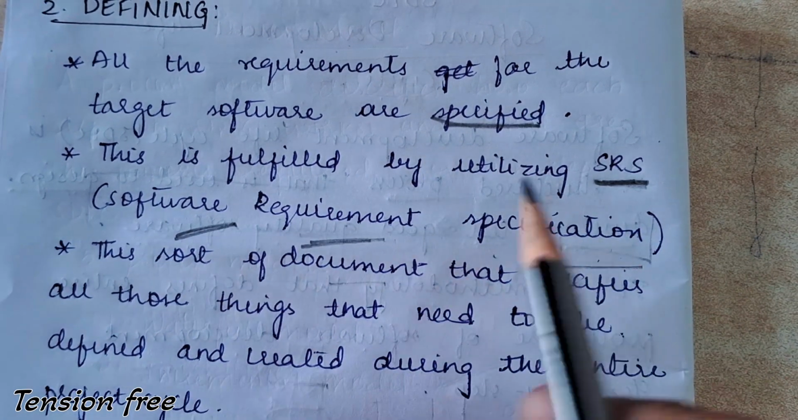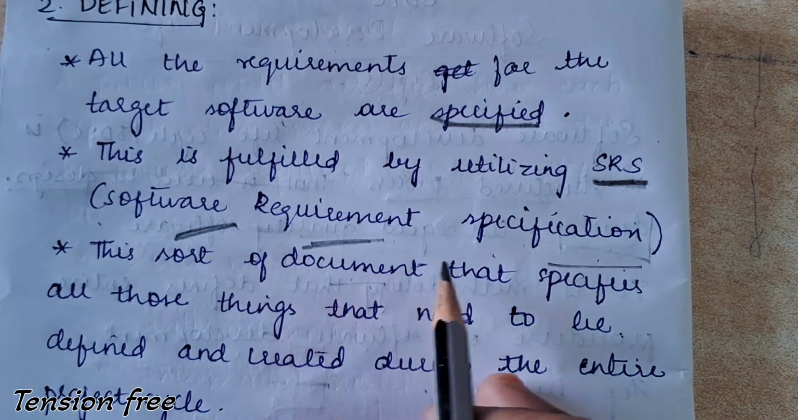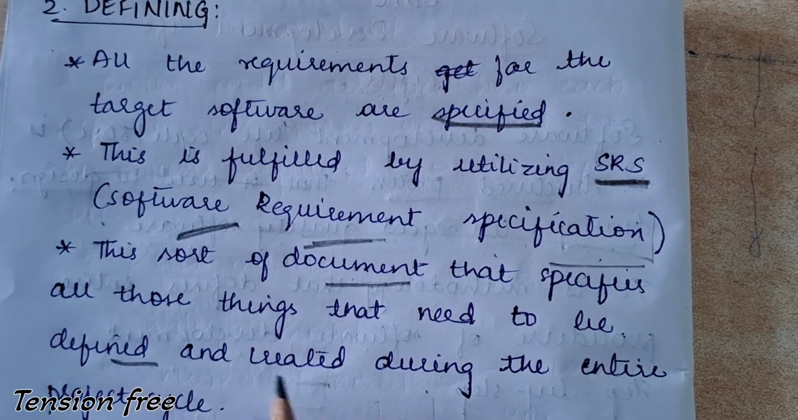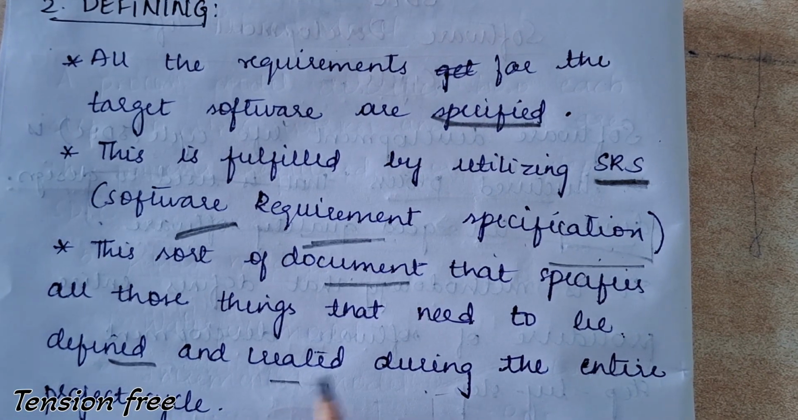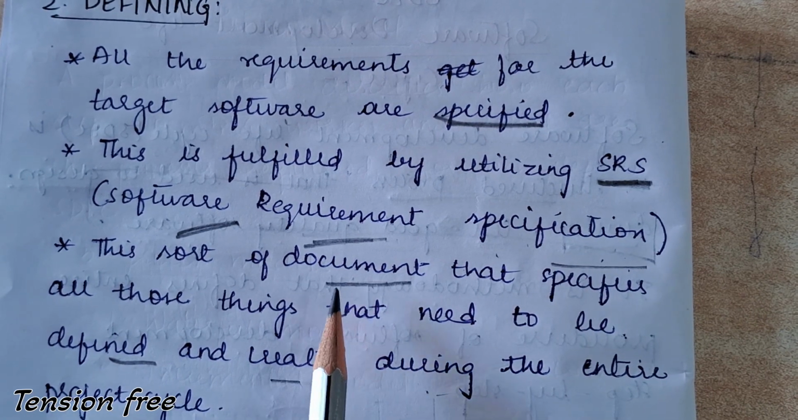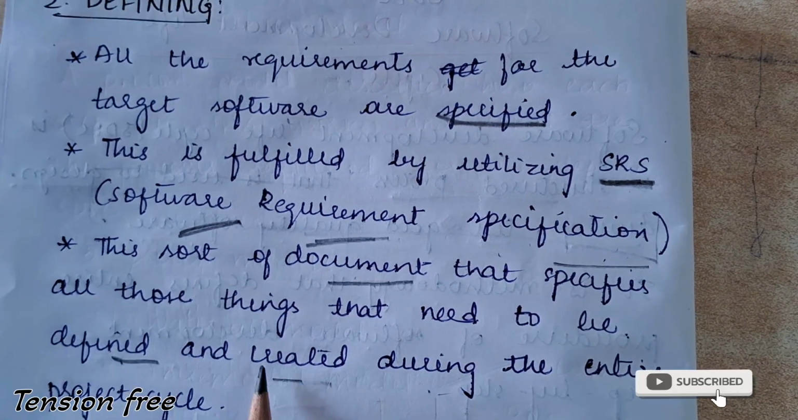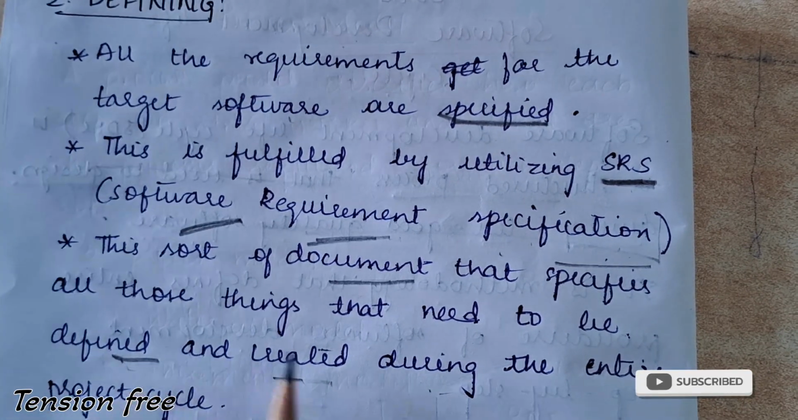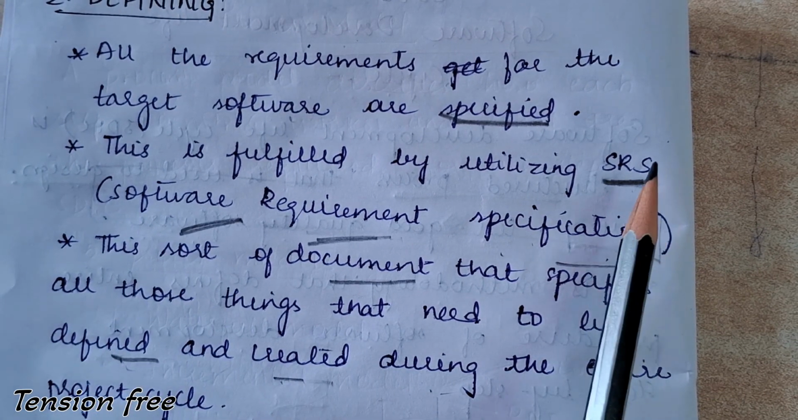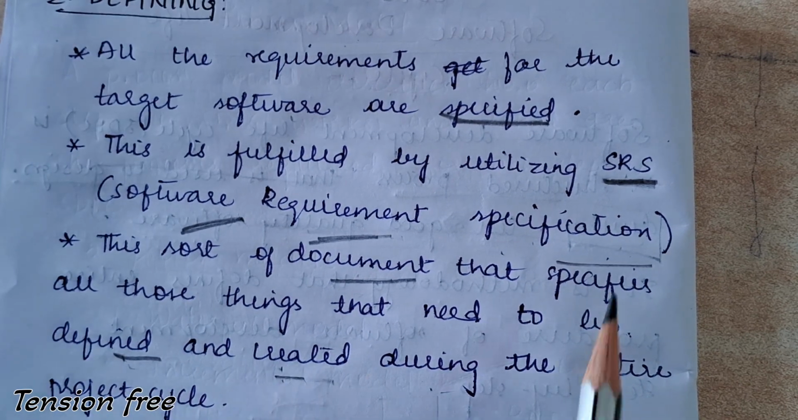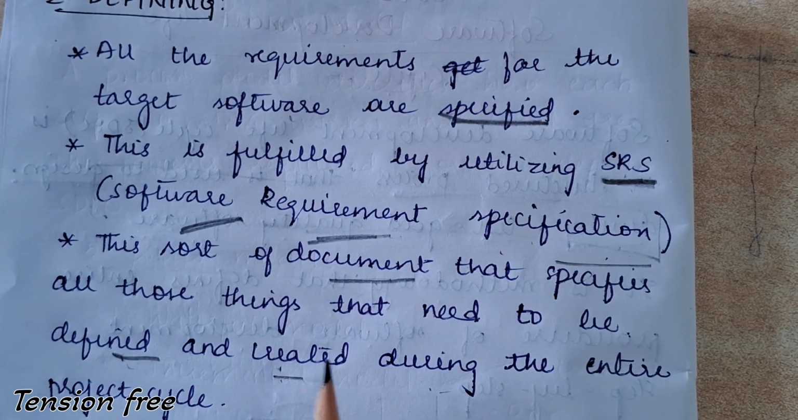All these requirements will be a sort of document that specifies all the things that need to be defined and created during the entire project cycle. Here the requirements which are specified will be documented. In what way? They will be defined and created during the project cycle. All the requirements will be defined and created in this stage. You need to remember this key point, and even write about these 2 words, so that if you just remember the key points, you can easily understand and attempt in your own words.